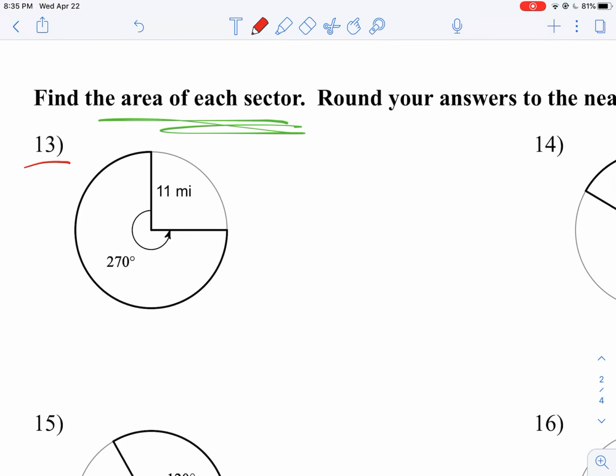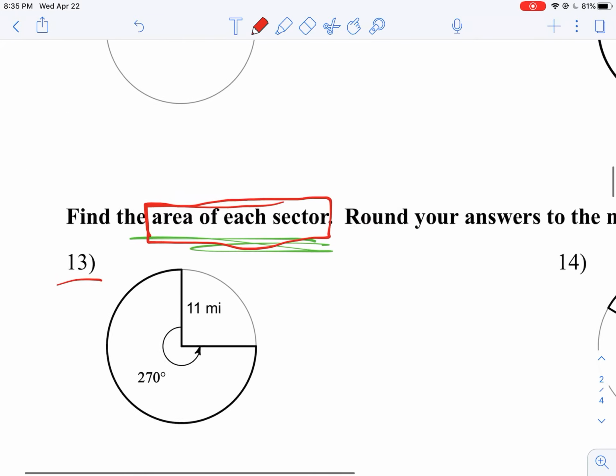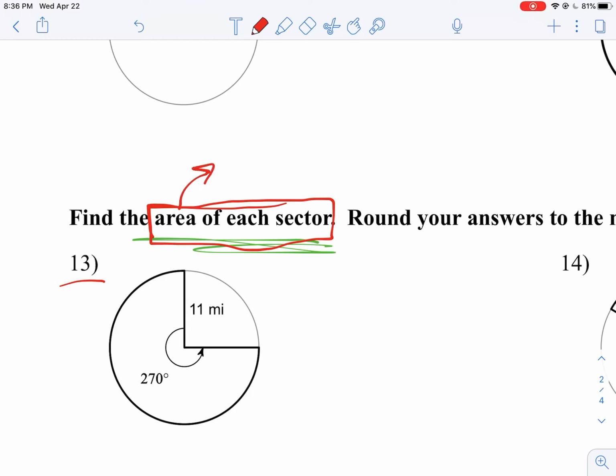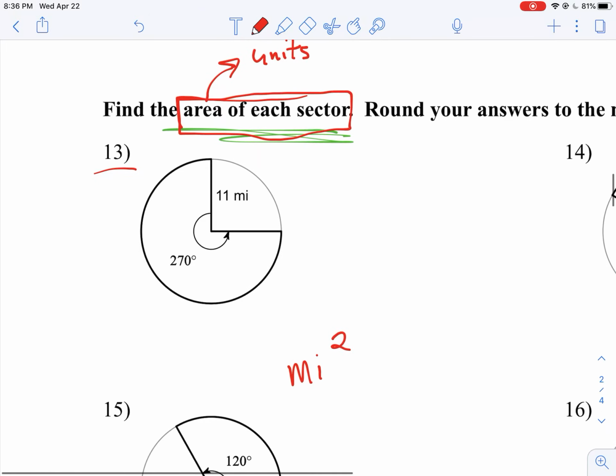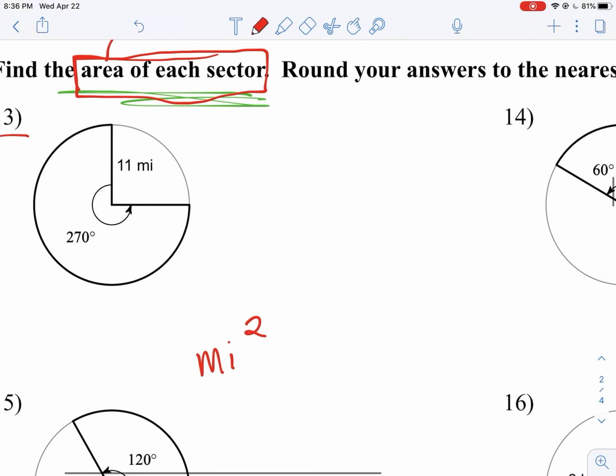The difference between these is in the directions. It says find the area of each sector. So we're going to be finding area. Remember what I said about area in units. When I'm finding area, all of my units should be squared, right? My answer should be in units squared. So for 13, when I write my final answer, it's going to be in square miles, okay? So we're finding the area.